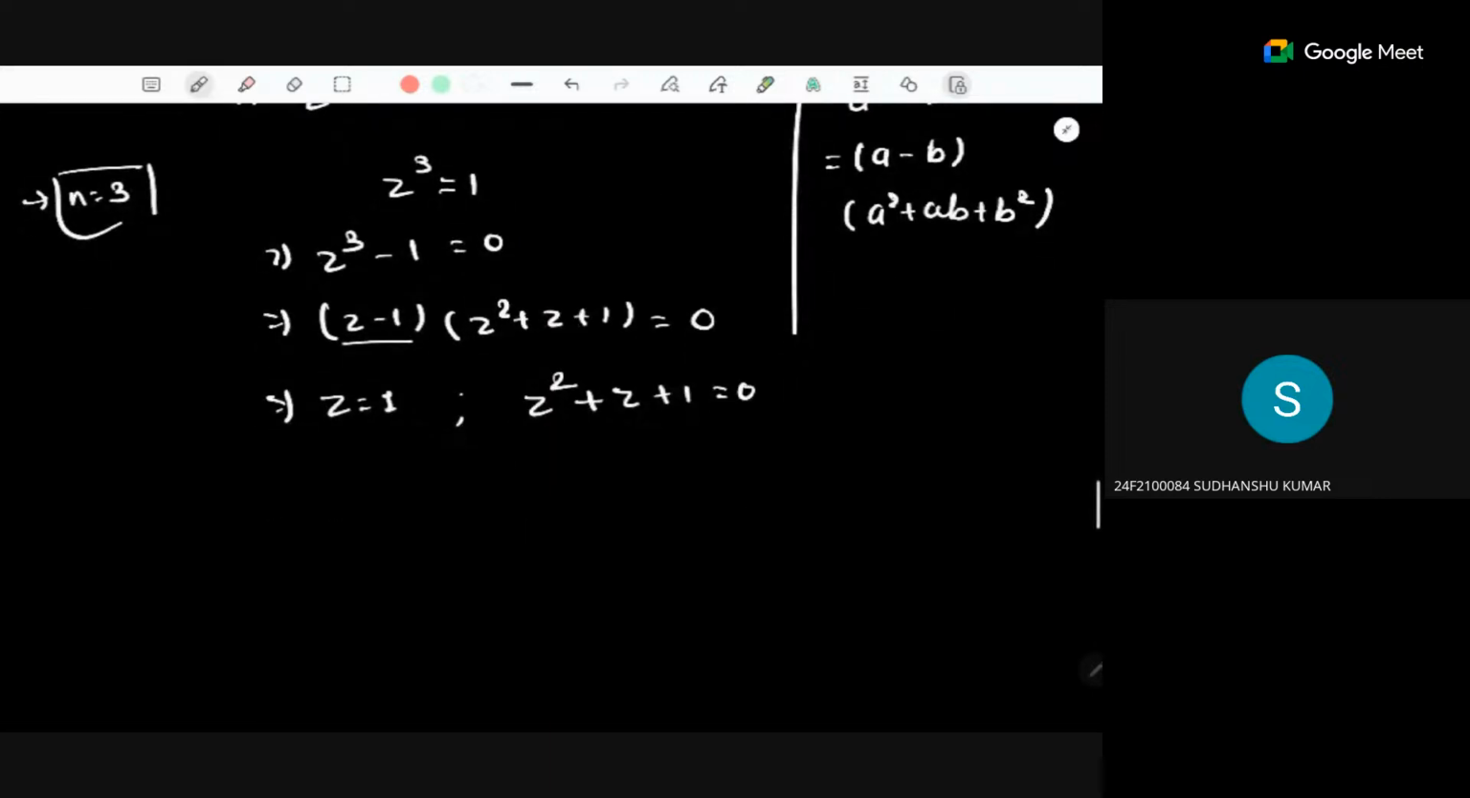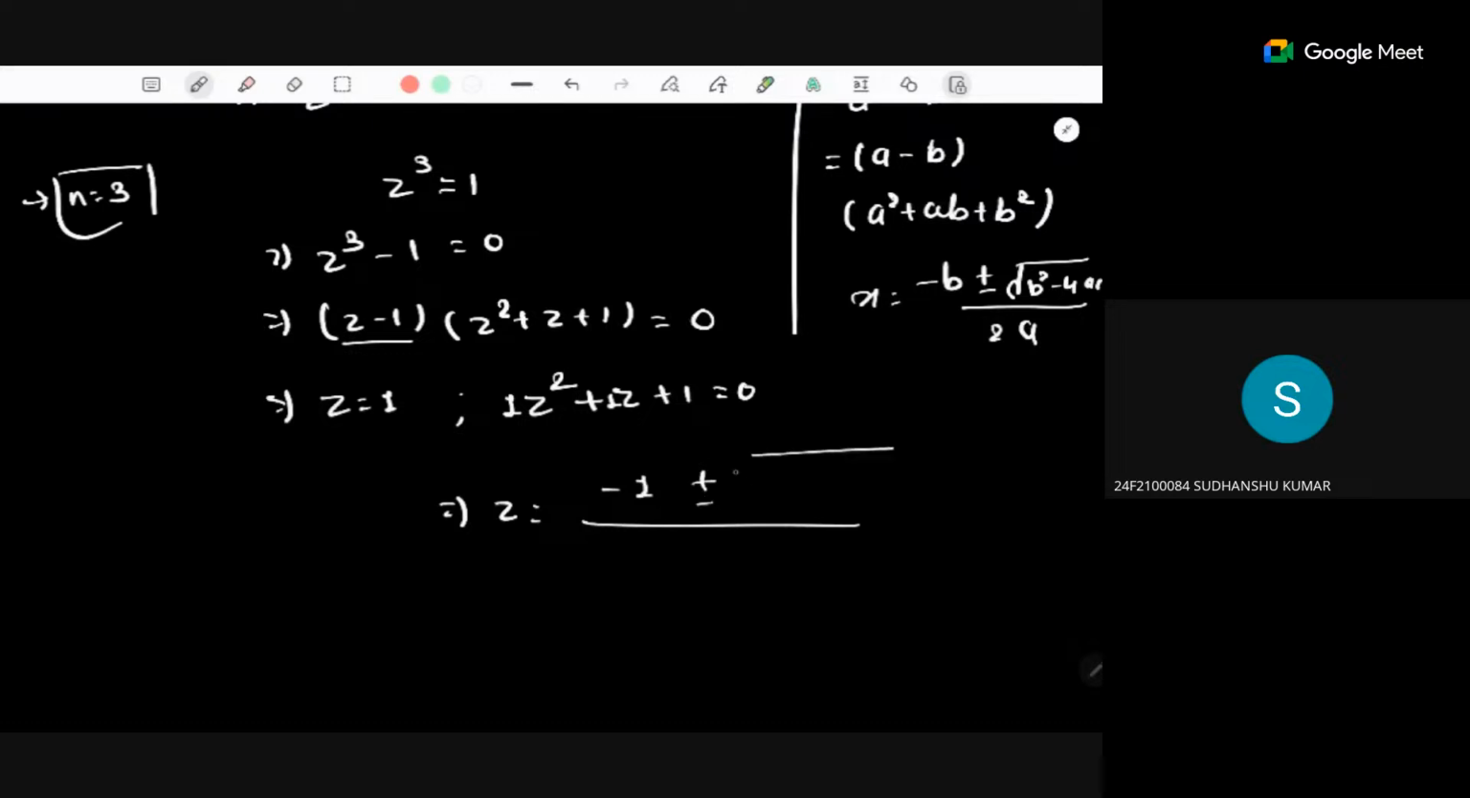Now for finding out the roots of a quadratic equation, we have the Sridharacharya formula, right? We know that x is equal to minus b plus minus under the root of b square minus 4ac by 2a, right? So we can compute what are those values of z which can satisfy this particular quadratic equation. So here the value of a is 1, the value of b is also 1, the value of c is also 1.